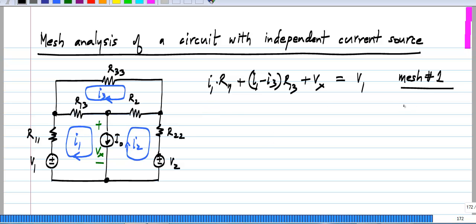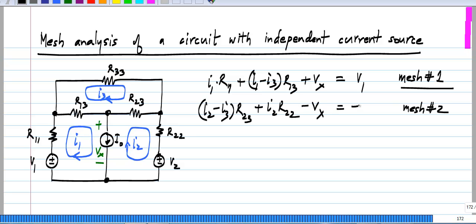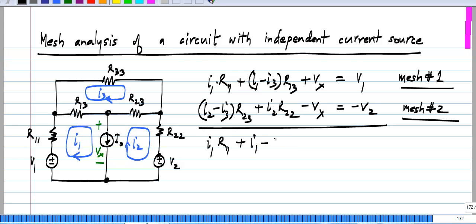Now for the second mesh, I know that (I2 minus I3) times R23 plus I2 R22, and I don't know the voltage drop across this, and now I have to take it in the opposite direction. So I'll get minus Vx to be equal to minus V2. The problem is this Vx, which we don't know, and just like before we sum the equations corresponding to these two meshes and we'll get I1 R11 plus (I1 minus I3) times R13 plus (I2 minus I3) times R23 plus I2 R22 to be equal to V1 minus V2.